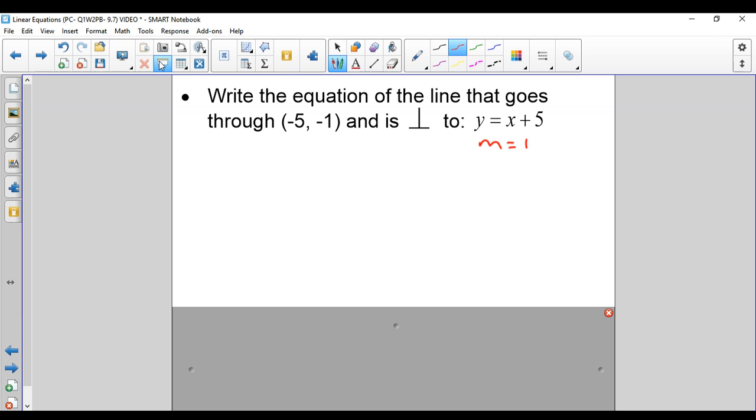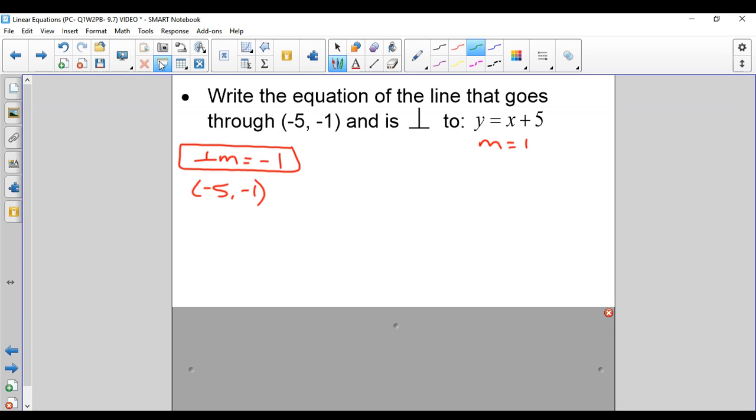I don't need the exact slope because we're not looking at parallel lines where they're the same slope. I need the perpendicular slope, which is the opposite reciprocal. Opposite, you flip 1, it stays 1. This is the slope I need. That's what I'm going to use, along with the point (-5, -1).